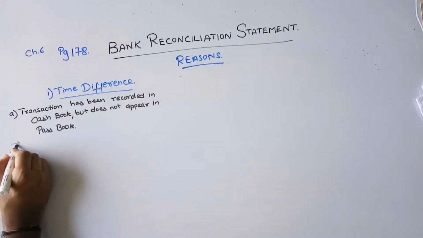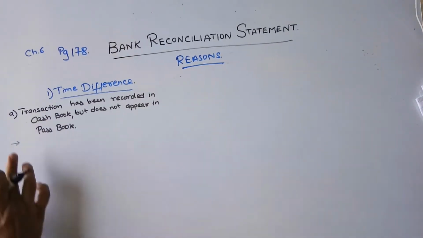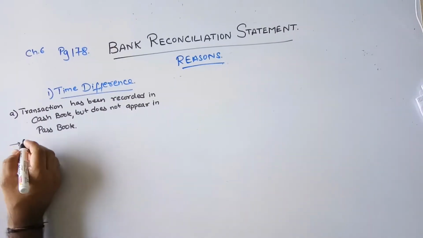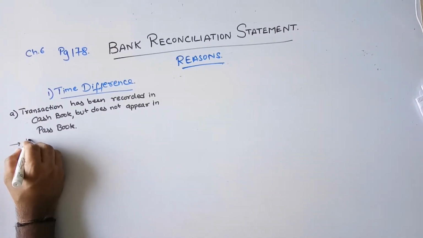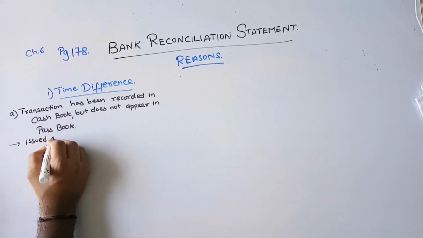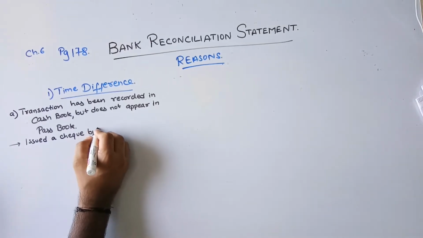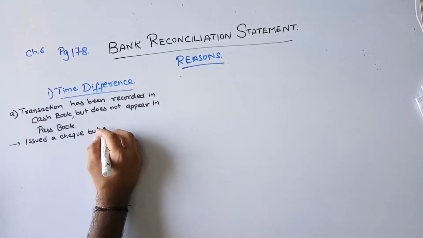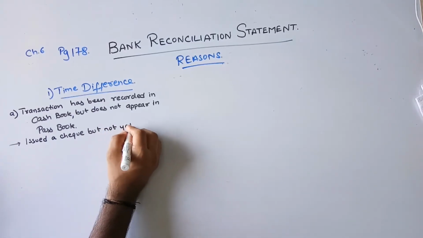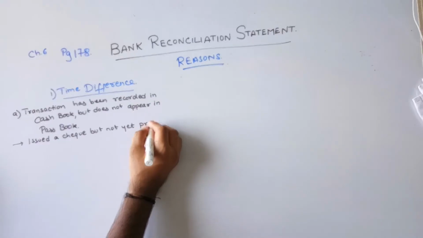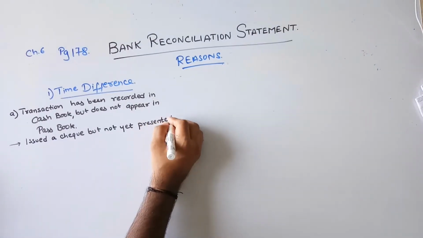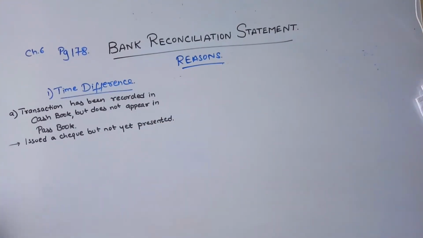Number one is I have issued a check but not yet presented by the customer, or you can say the creditor. Okay, this is the main first reason. Number two, what is the second cause? What will be the reason?